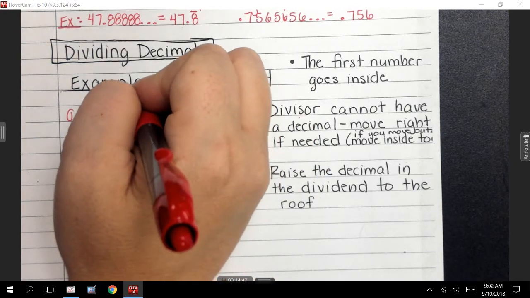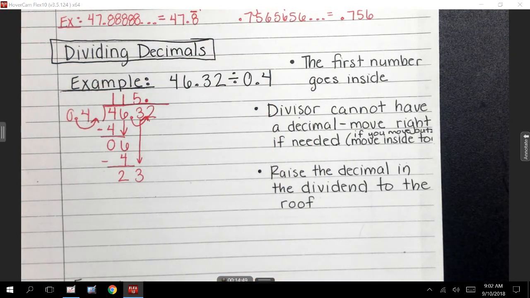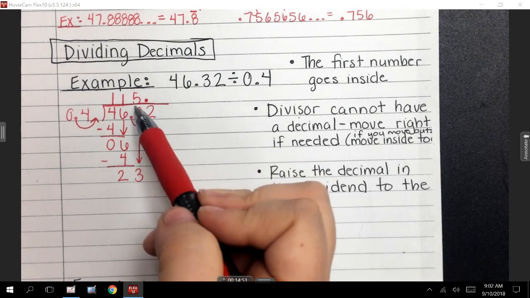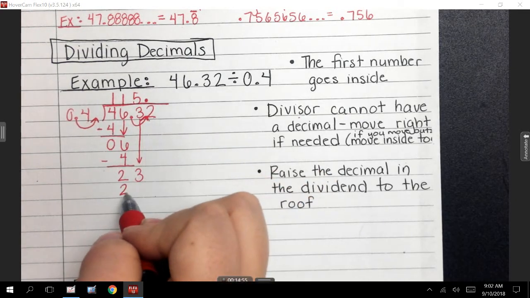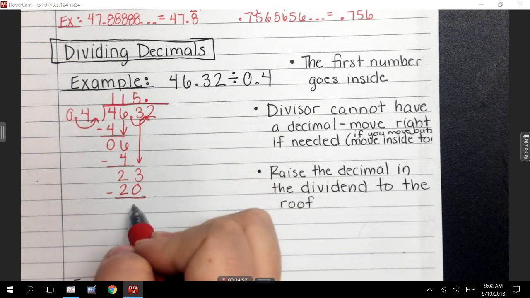5 times. 5 times is going to be better. 4 times 7 gives me 28, so that's a little bit big. I think you were thinking about 3. 5 times 4 is 20. When I subtract, I get 3.